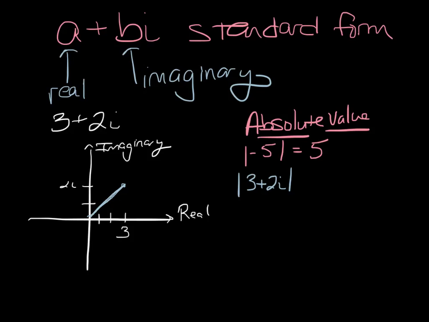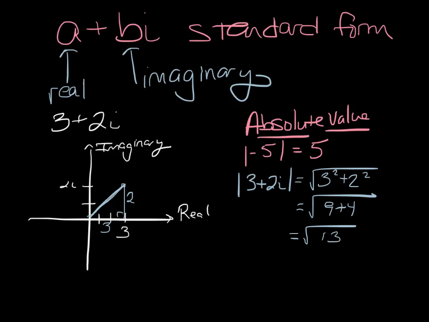And one way of doing that is to look at this as a right triangle, where we know that this distance is 3, this distance is 2, so we use the Pythagorean theorem, so the absolute value of 3 plus 2i is equal to radical 13.